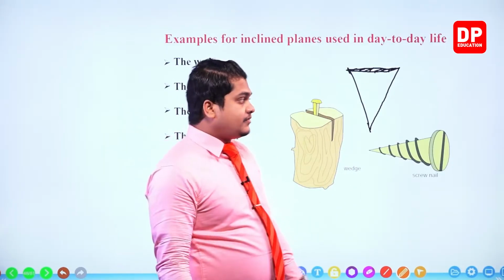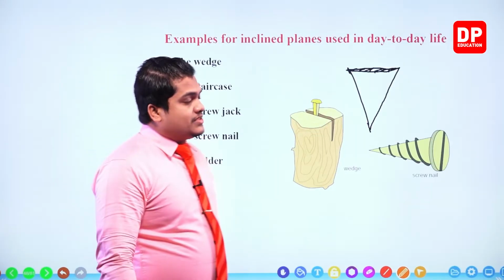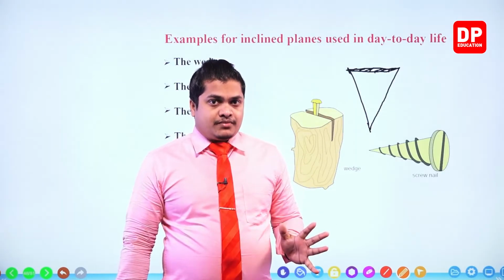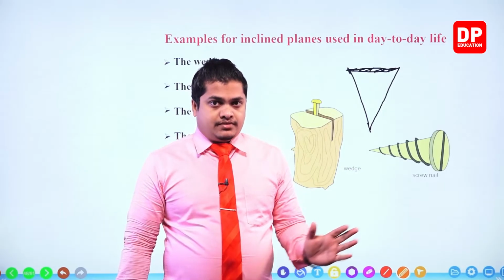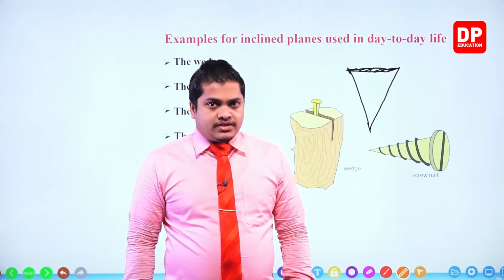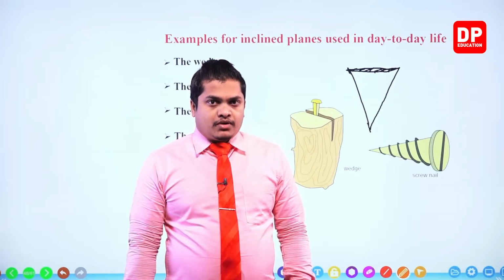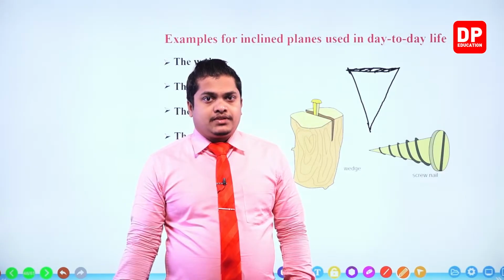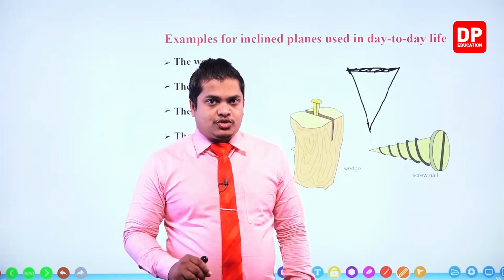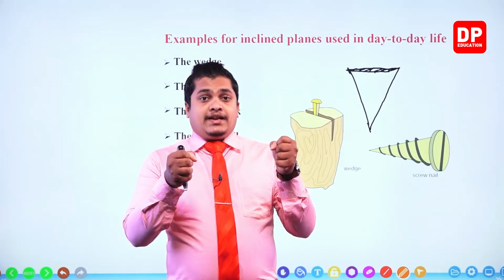Then the next one, the ladder. We use the ladder to climb up from one position to a different position, vertically upward. Especially to climb onto a roof from ground level, we use the ladder. So we are not going to keep the ladder vertically up.